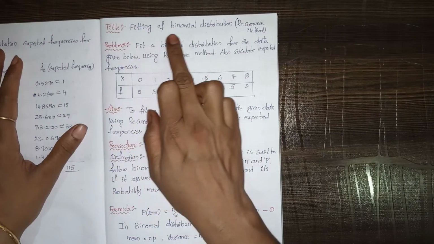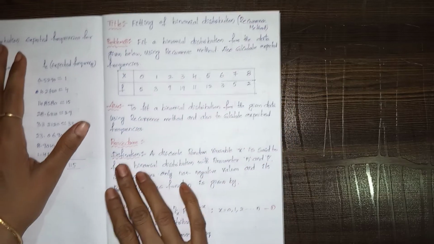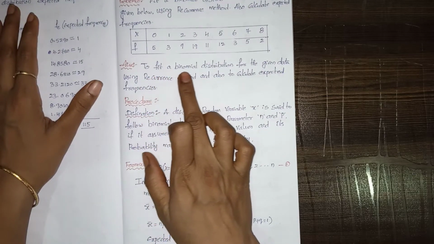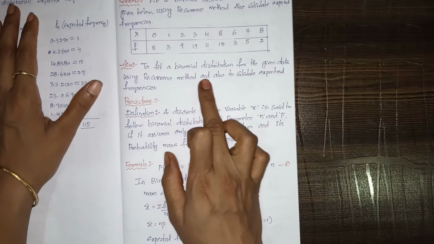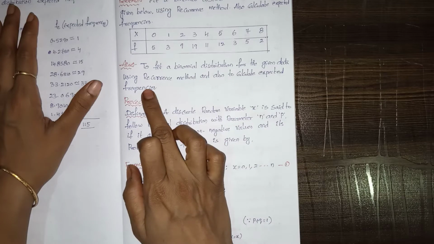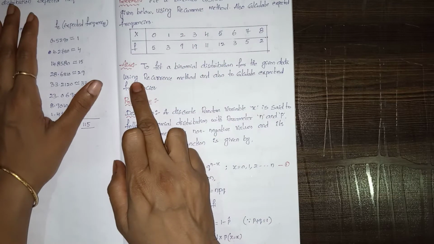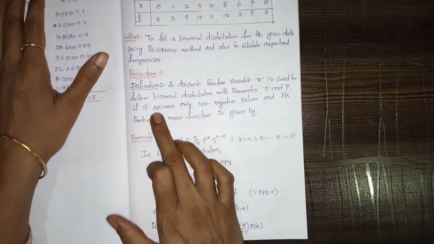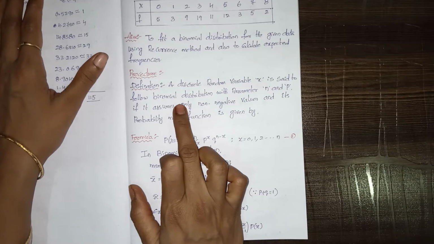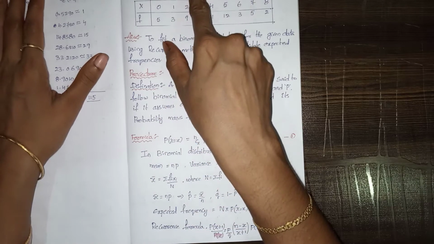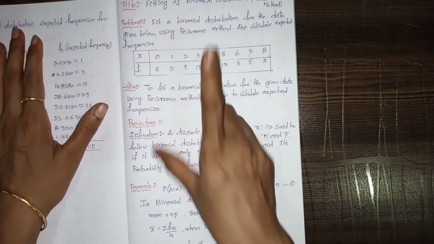So the title is fitting a binomial distribution by recurrence method. The aim is to fit a binomial distribution for the given data using the recurrence method and also to calculate expected frequencies. So what they asked, we have to take as the aim. Next, the procedure. As usual, we have to write the definition of binomial distribution, because they asked to fit a binomial distribution.